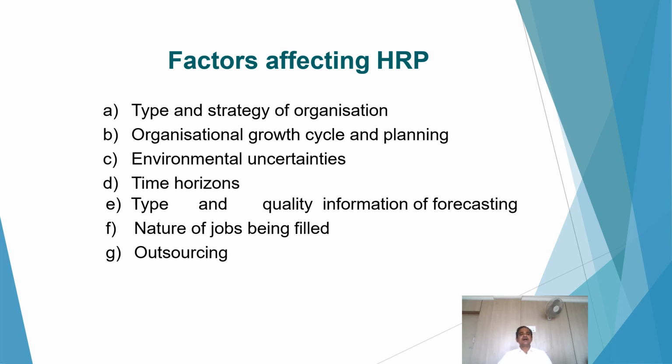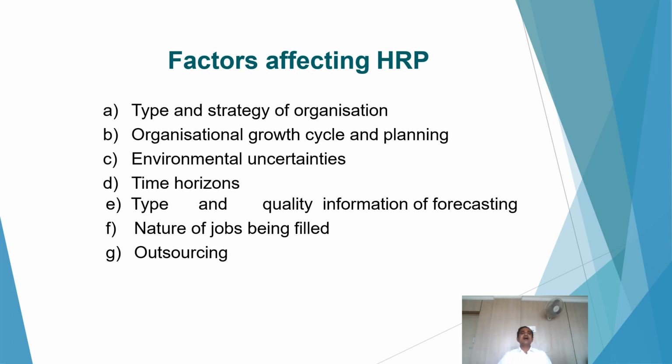Then the factors affecting human resource planning in the organization, that is the type and strategy of the organization. So we have to plan according to the type of organization. For example, whether it is a global organization, a regional organization or a nationwide organization. Whether it is a tall organization or a flat organization, based on that we have to decide human resource planning. Then organization growth cycle and planning.